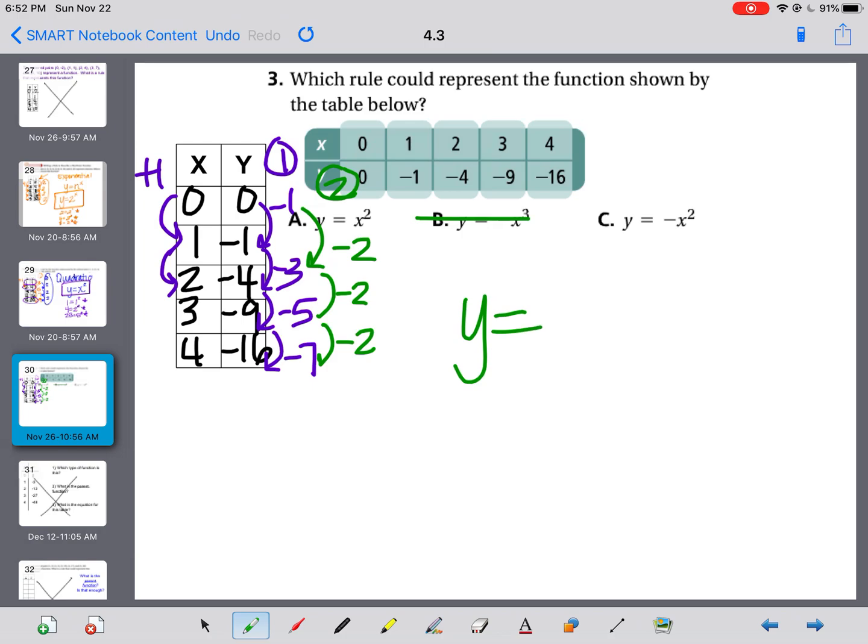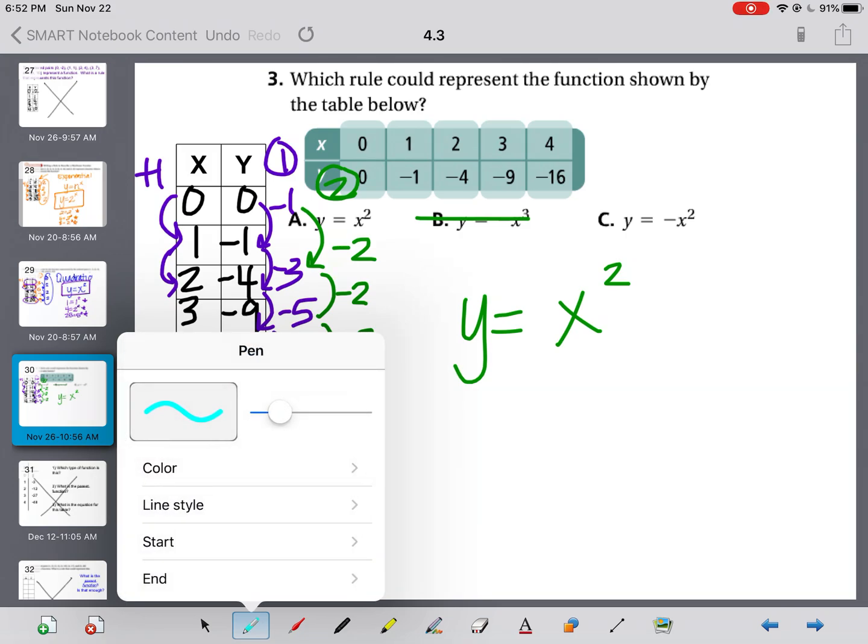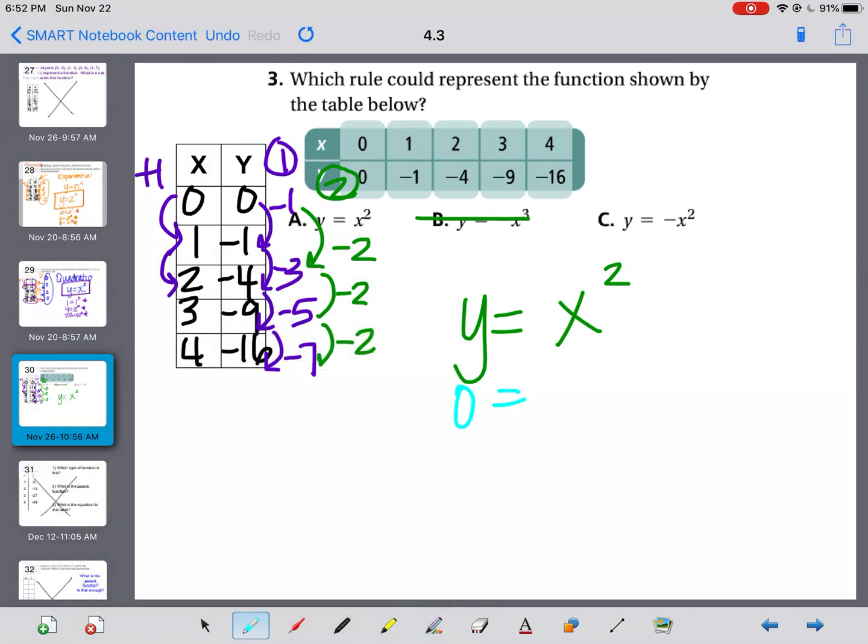Here I would subtract 2, subtract 2, subtract 2, which means it is quadratic, so I can get rid of b right away, because that one has a third power. Now I need to figure out y equals x squared. I have to see if that's enough. Okay, if I plug in my first set, 0 equals 0 squared, yeah, that works. Okay, but if I plug in -1 equals 1 squared, that doesn't work. Okay, because -1 really just equals 1.